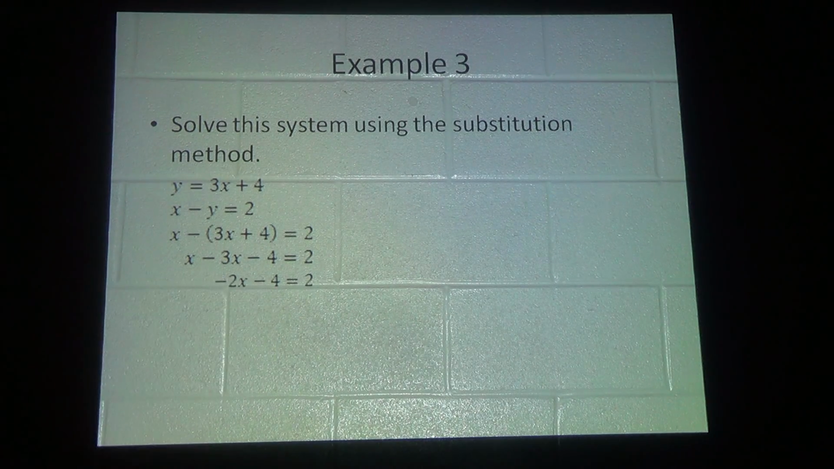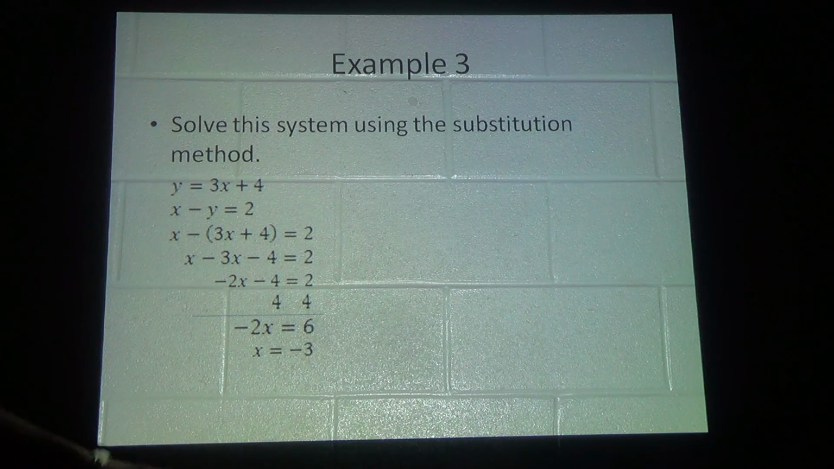Now we're going to add 4 to both sides using the addition property of equality. So when we do this, this is going to give us negative 2x equals 6. Divide both sides by negative 2. Gives us that x equals negative 3.